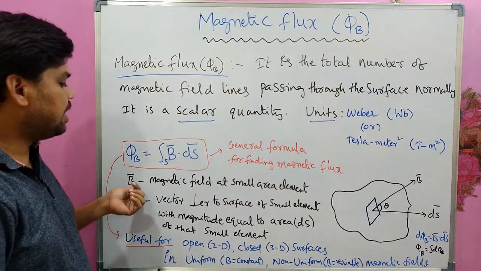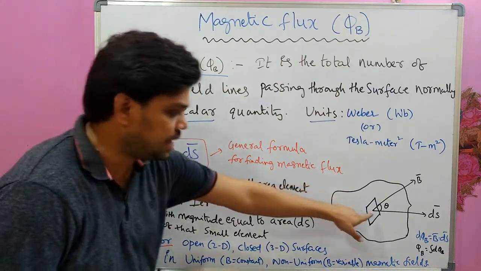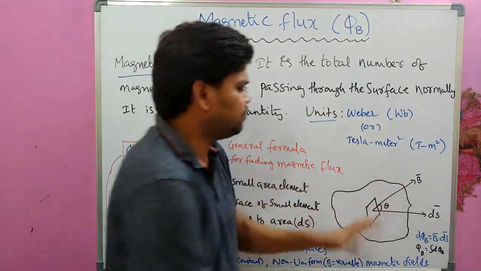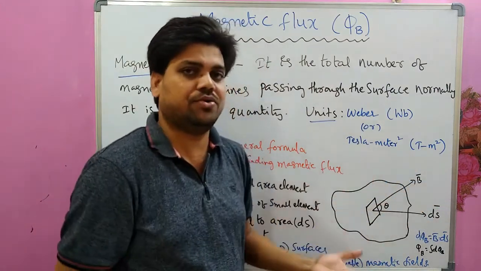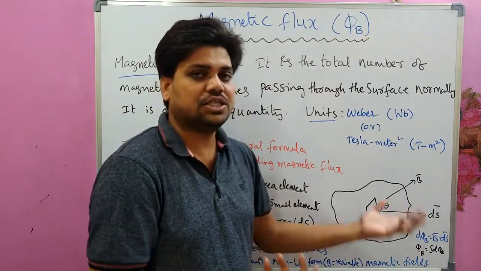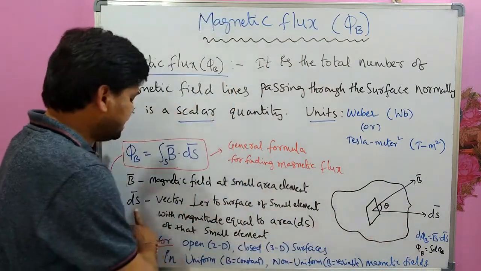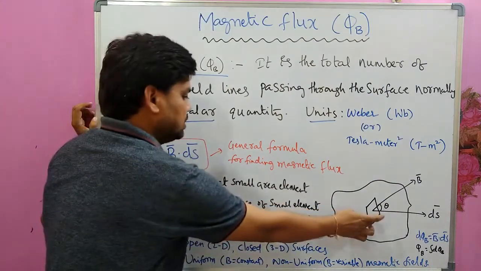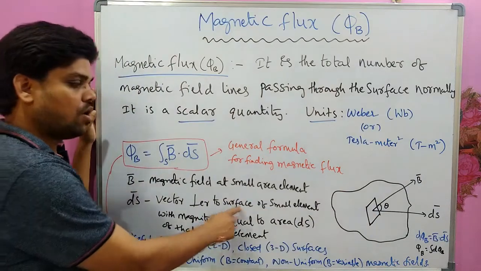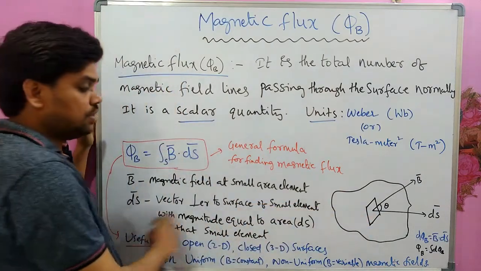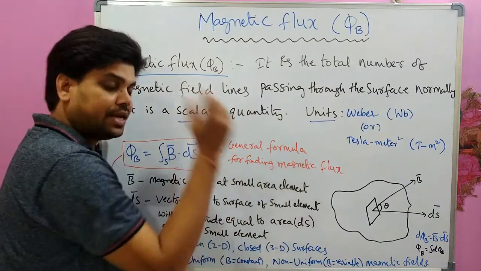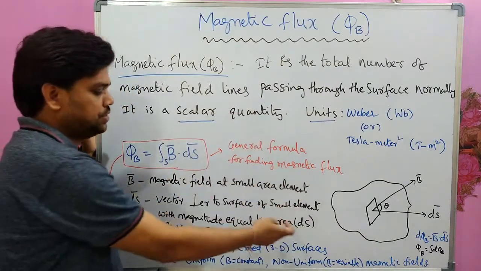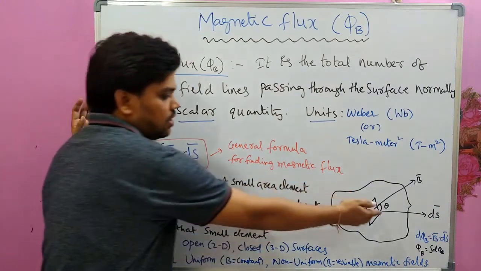And B bar here is the magnetic field at the small area element ds at this particular place. If it is uniform everywhere, B will be the same, but we don't know. We are discussing the general situation, right? So ds bar is the vector perpendicular to the surface of the small element with magnitude equal to the area ds. So it's an area vector basically, with magnitude ds of this small element.